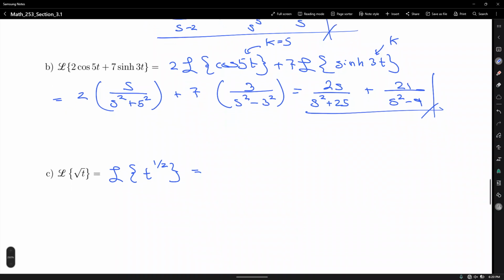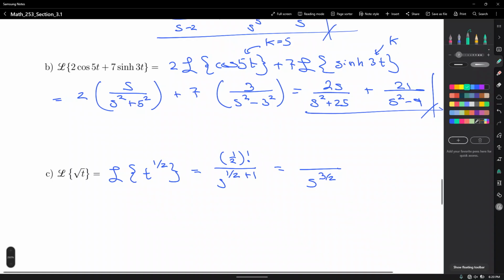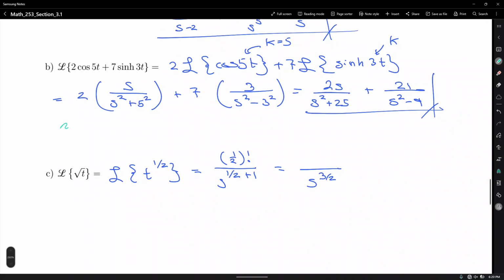All right. So this would be essentially 1/2 factorial divided by s to the n, which is 1/2 plus 1. For the denominator, we're fine. S to the 3/2, that's fine. But what about the numerator? We need to spawn the gamma function here. Okay, let me write it down again. So gamma, keep in mind that gamma of n plus 1 equals n gamma of n.